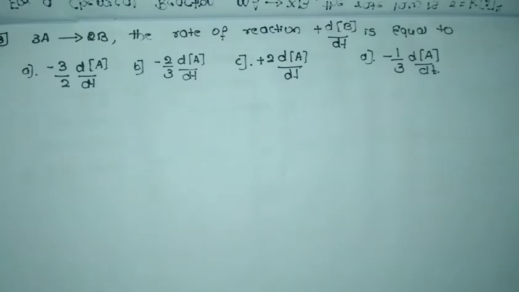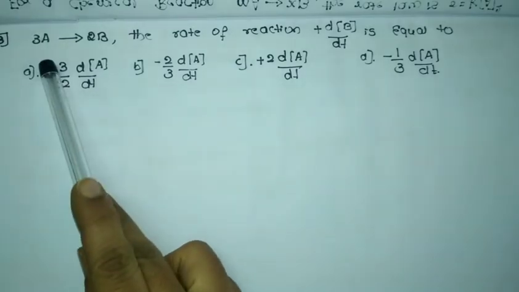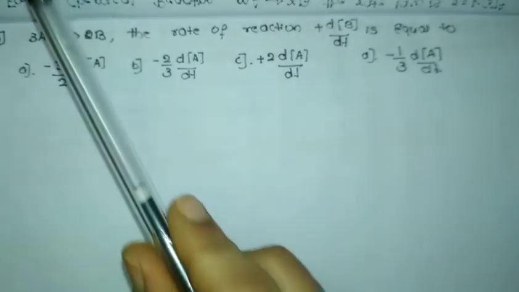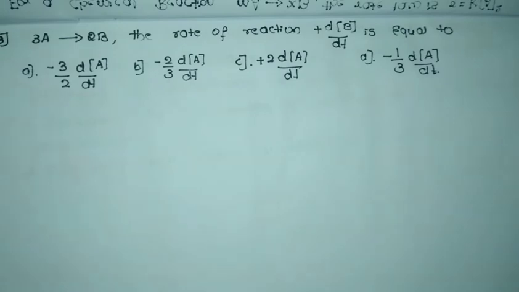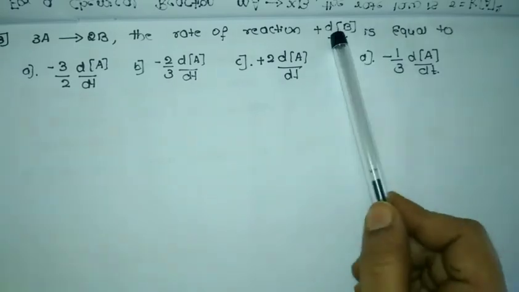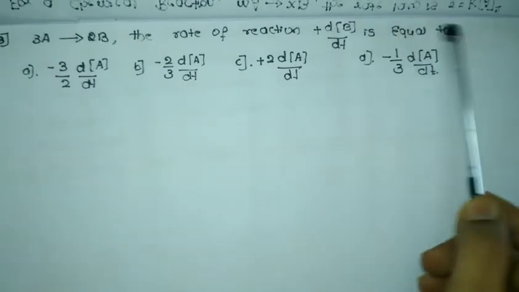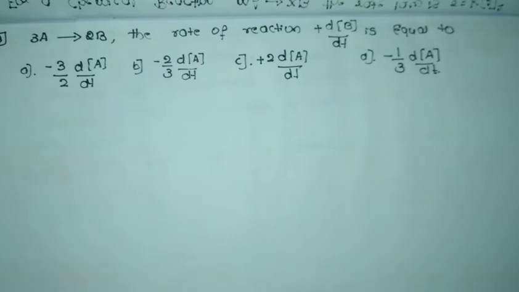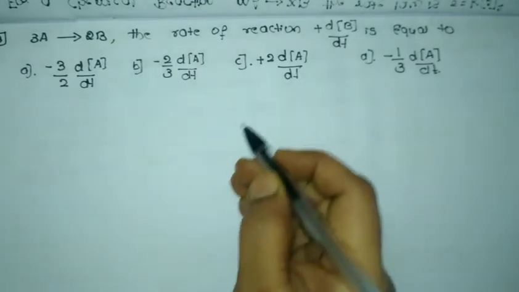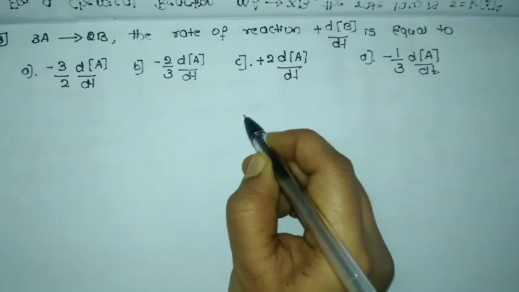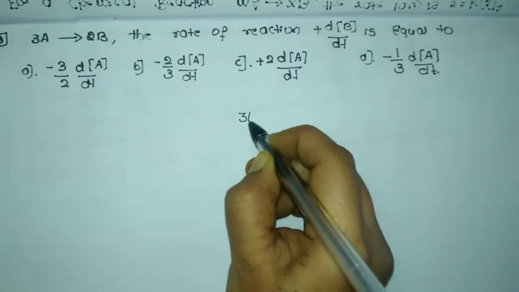Yes. So here, from the 2016 paper, is another question: 3 moles of A reacts to give 2 moles of B. The rate of the reaction, that is plus dB by dt, is equal to how much? We need to tell. Quite a simple question. The thing is, you should know how to write the rate equation for a given reaction.